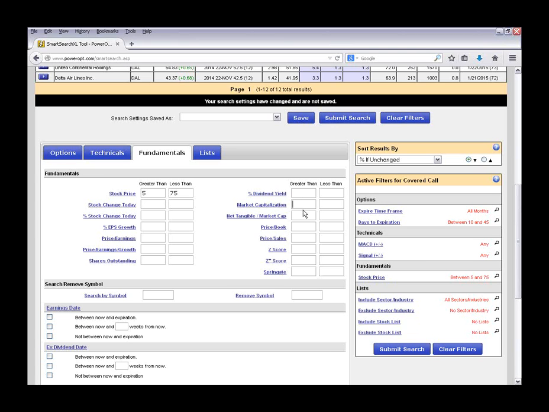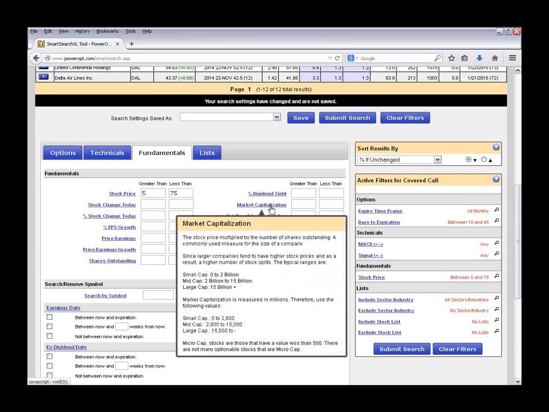One thing I prefer to do in my covered call screens and other strategies where I'm buying stock is I prefer only to trade positions on mid to large cap securities. Now at any time if you're not sure what a filter is in the parameter field, simply hover over the text link. You'll get a pop-up window.